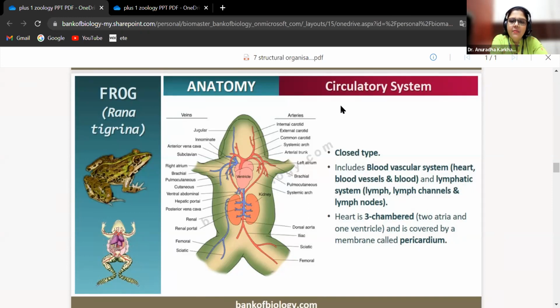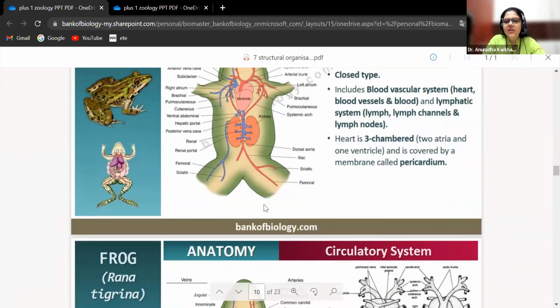The heart is covered by a membrane called as pericardium. हमारा भी heart is covered by what? Pericardium. Same, right? इसलिए मैंने बोला बेटा कि फ्रॉग तो बिल्कुल सिमिलर टू ह्यूमन बीइंग्स है, तो इसमें ज्यादा टेंशन लेने की जरूरत नहीं है.